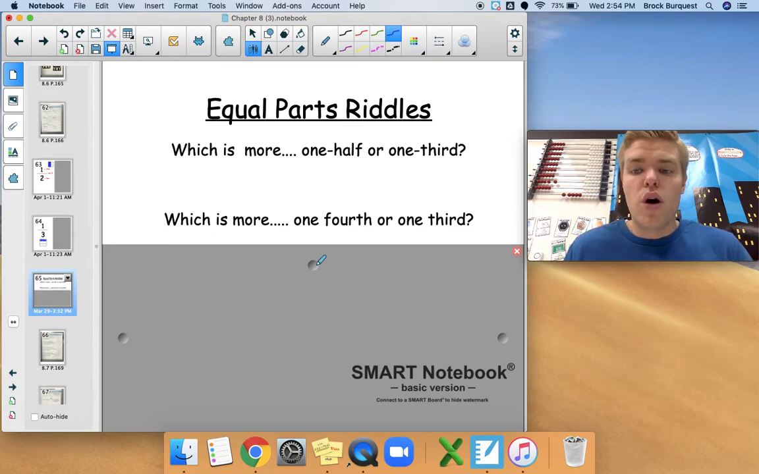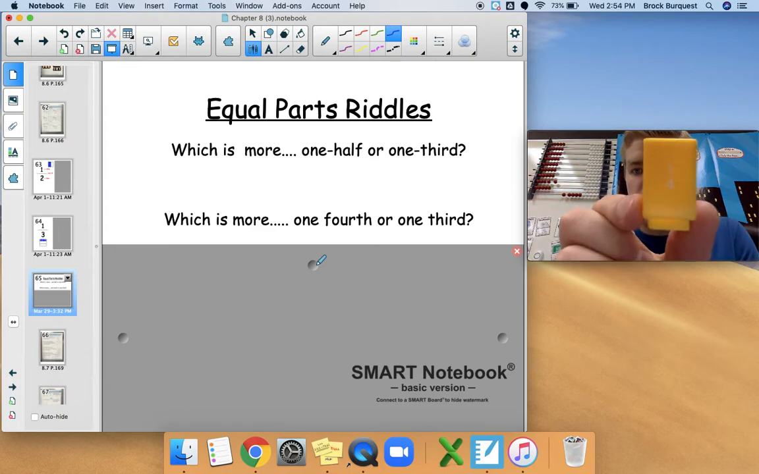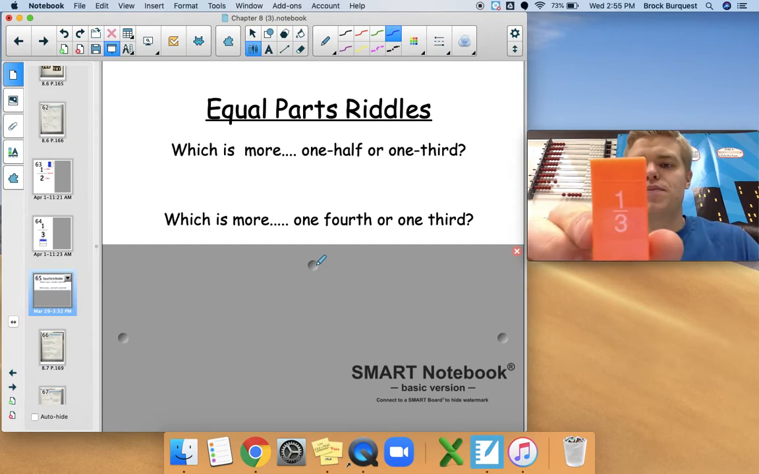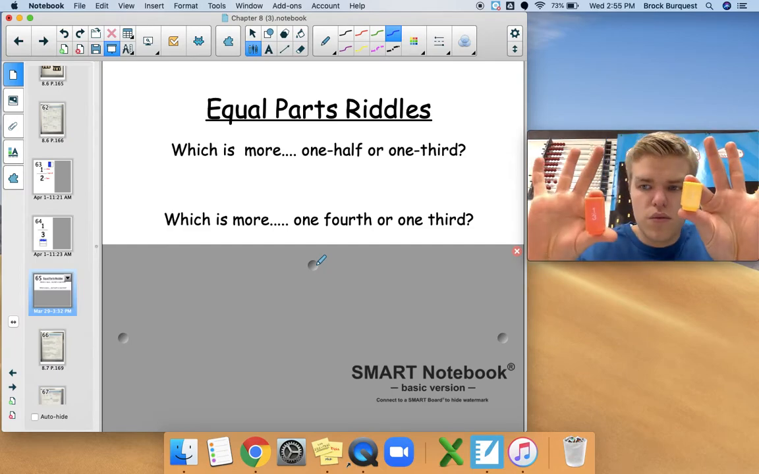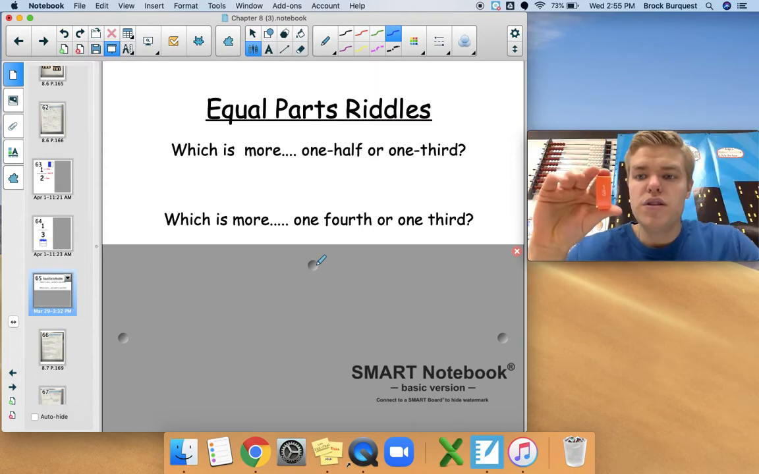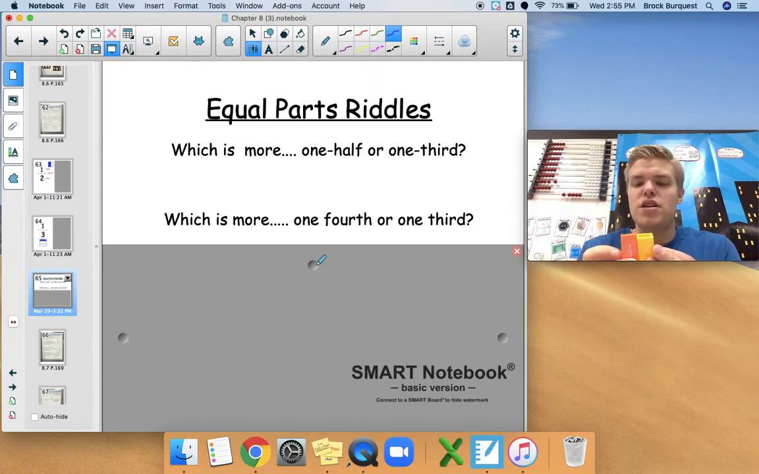Which is more, 1/4 or 1/3? 1/4 or 1/3? Remember what I just told you about how the bigger number, what that means? Here's 1/4. Oh, can you see that? That's a little yellow one. It says 1/4. Now here is 1/3 again. What do you think? Which one is bigger? If you said 1/3, you'd be right. 1/3, if I put them right next to each other, is actually bigger than 1/4.